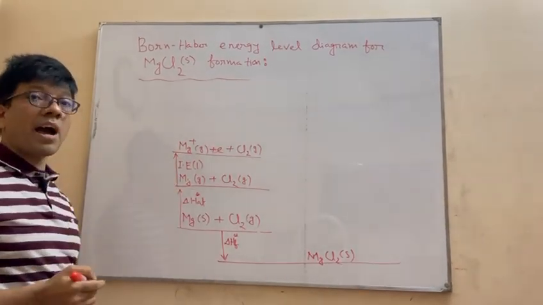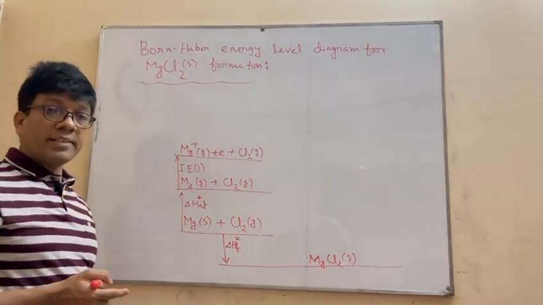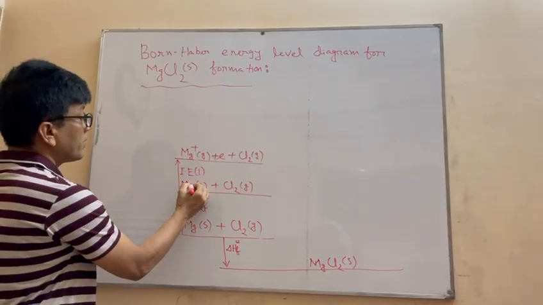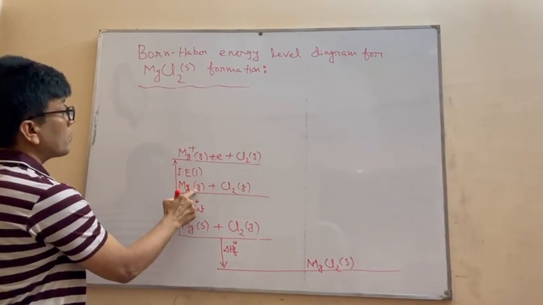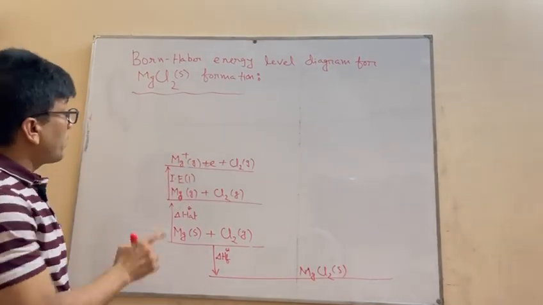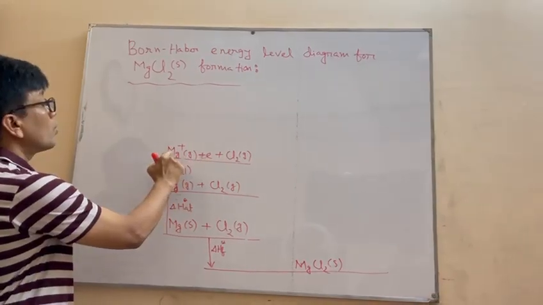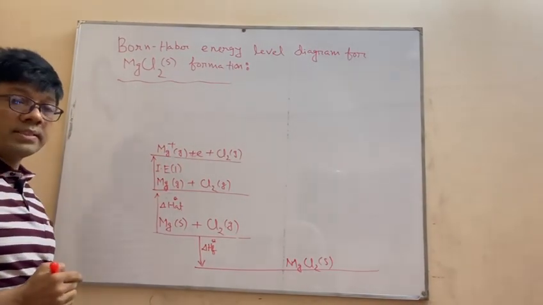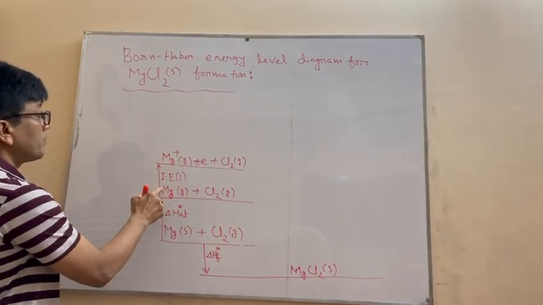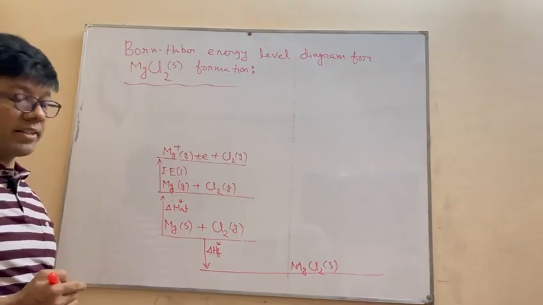What is first ionization energy? It is the energy change, energy needed, energy required to remove 1 electron from a single gaseous atom to form a single positive gaseous ion. Magnesium gaseous atom lose 1 electron to form magnesium single positive gaseous ion. From this to this, IE1 means first ionization energy.